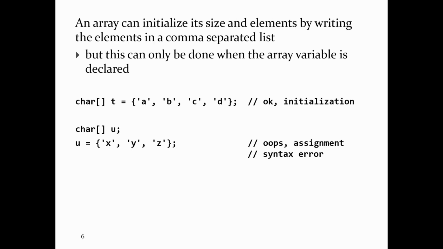Okay. So to make an array, one way that you can make an array is to initialize the array when you declare it. So here I'm declaring the array T for the first time.